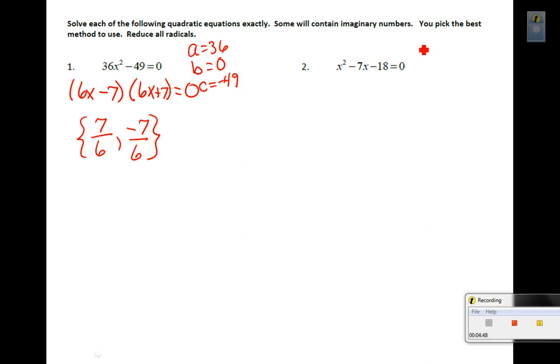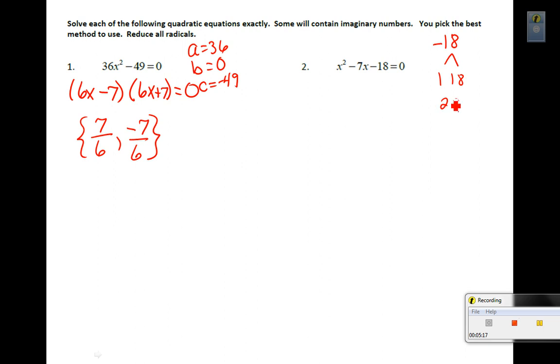So here's what I need to look for. Can you quickly, and keyword quickly, go find me two numbers that multiply to be negative 18 but add up to be 7? If you can, then it's easy to factor this. If you can't, then we're going to go to the quadratic formula.